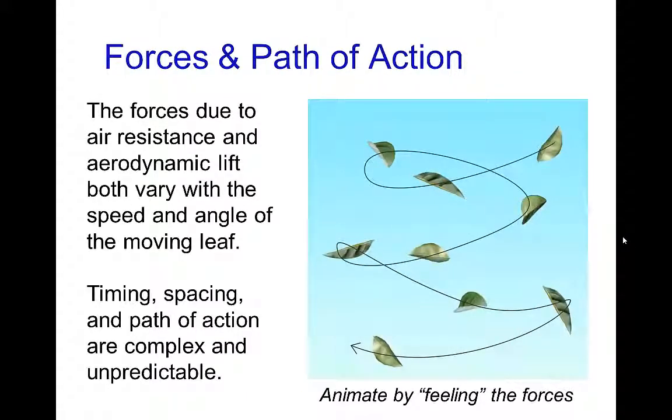Now, you realize that the force of air resistance depends on the speed and the orientation of a leaf, and so does aerodynamic lift. So because both of those vary with speed and the angle, they are changing all the time, and that leads to a rather complex timing, spacing, and path of action for a leaf as it drifts to the ground.